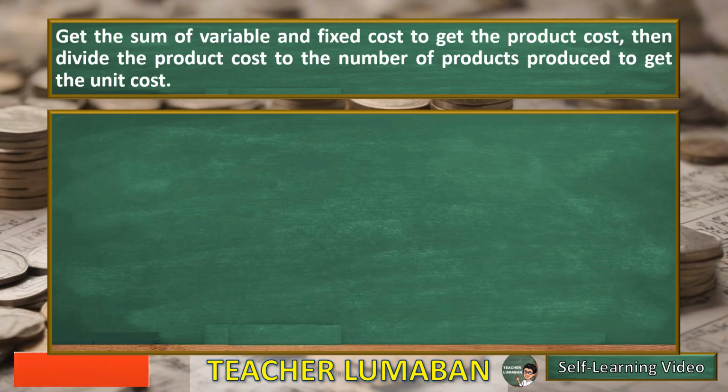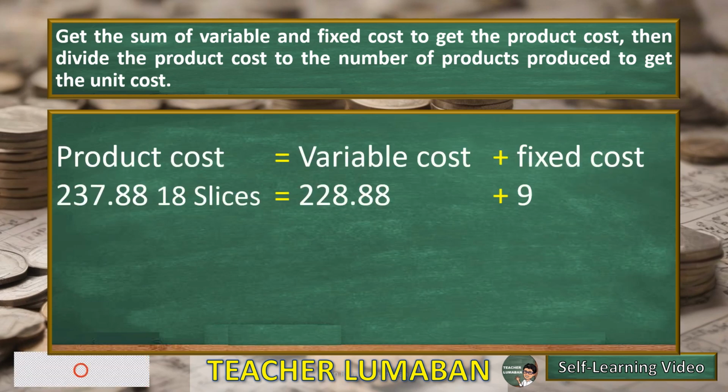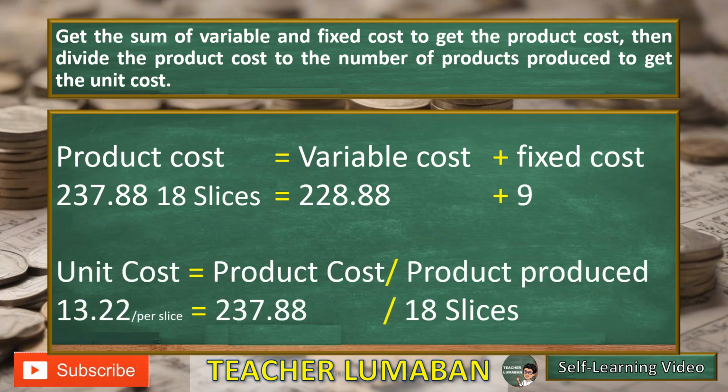Get the sum of variable and fixed cost to get the product cost, then divide the product cost by the number of products produced to get the unit cost. Product cost equals variable cost plus fixed cost. 237.88 pesos for 18 slices equals 228.88 plus 9. Unit cost equals product cost over products produced. 13.22 pesos per slice equals 237.88 pesos over 18 slices.